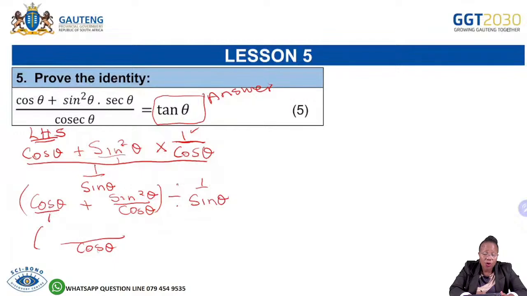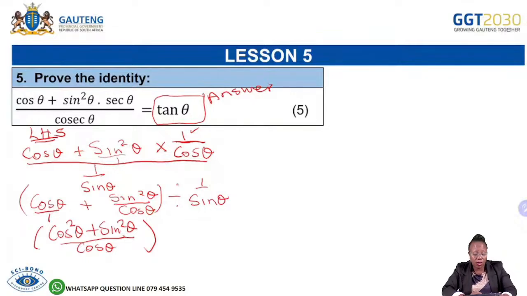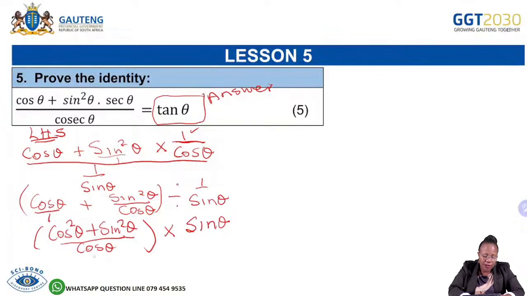And then now 1 into cos theta times cos theta, it will be cos squared theta plus cos theta into 1 times sine squared, it will be sine squared theta there. LCM application method. And then now from here now 1 over sine theta, we can change the division to multiplication, it will be sine theta there. So now the cos squared theta plus sine squared theta is the same as sine squared theta plus cos squared theta, is the same thing. Which will give us 1 over cos theta multiplied by sine theta.